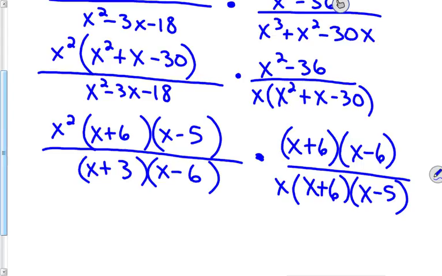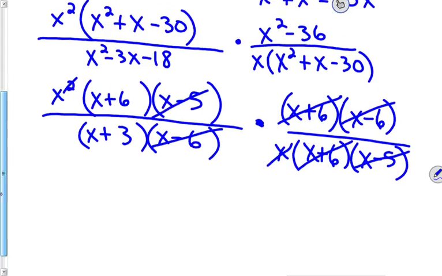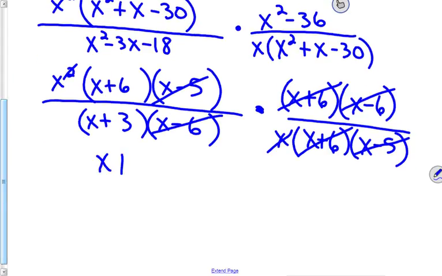So now I can cancel out like terms. All right, there's an x minus 6 and an x minus 6. There's an x plus 6 and an x plus 6. There's an x minus 5 and an x minus 5. I have an x squared up here. I can divide x squared by this x. So that's going to be gone. It's going to become just an x. And this x is going to be gone. So what do I have left now? I have an x plus 6 over an x plus 3. Oh, yep, I have this other x up here.